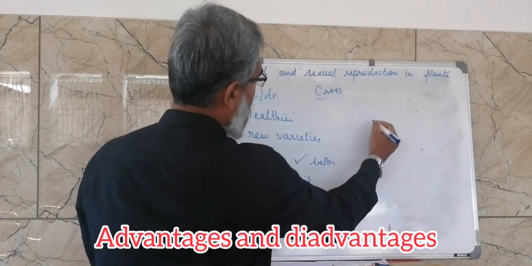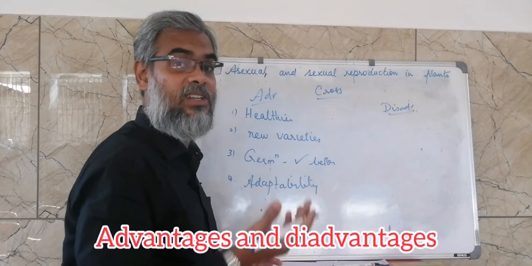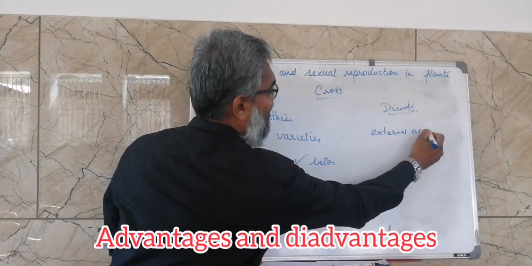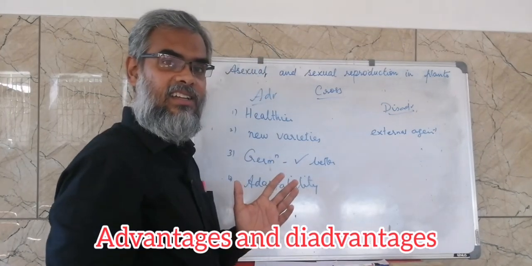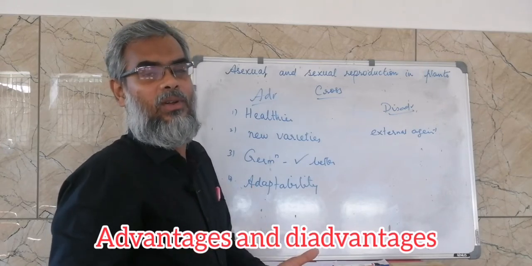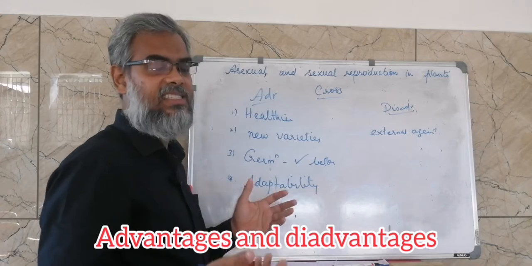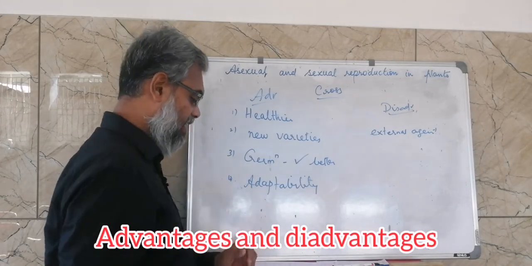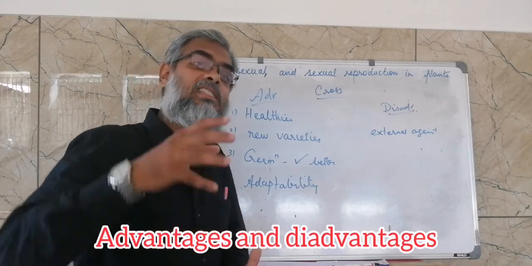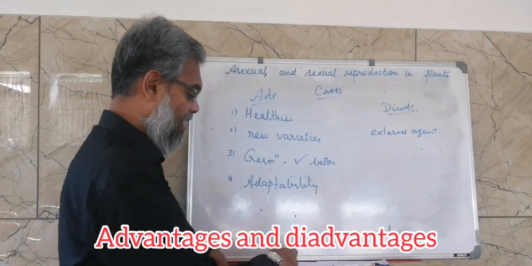At the same time, disadvantages. Of course, we should wait for some external agents, wind, water, animal, or something. It is like we cannot predict that it will happen. It may happen only, isn't it? So some external agent is required, and so it is uncertain. We cannot predict that it will happen. And to attract the pollinating agent, the flowers should be in such a way as to attract the pollinating agents. That is also a problem here.